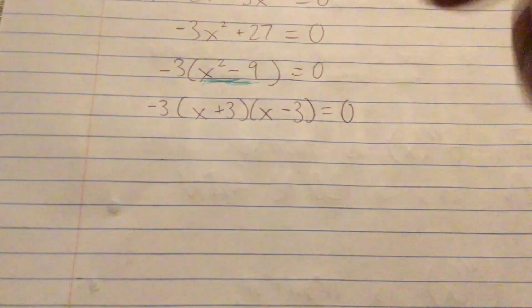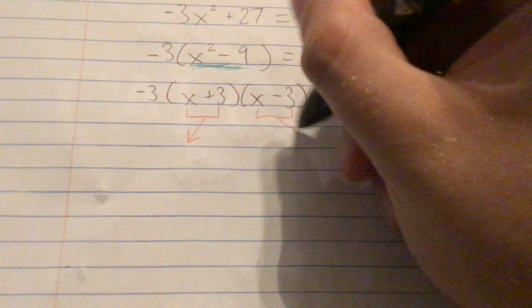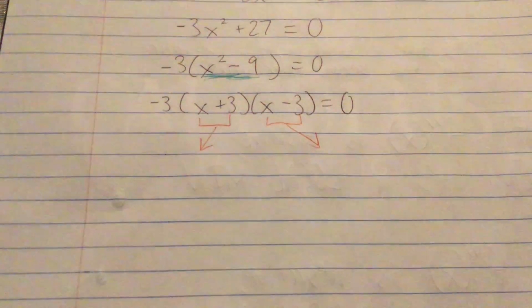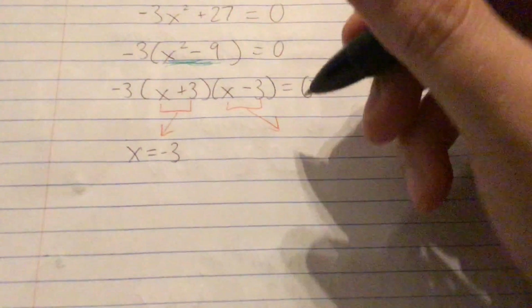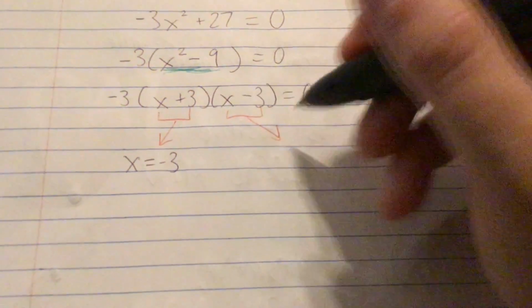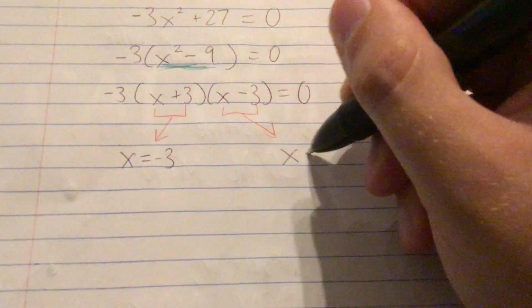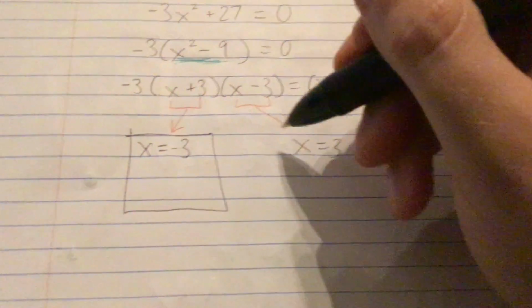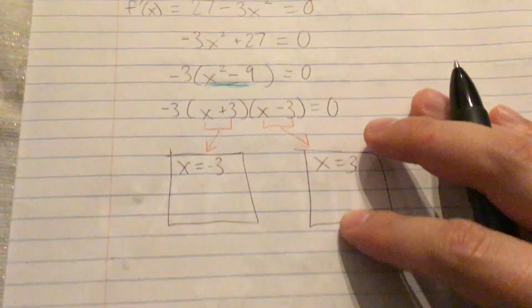So what this means is that my critical points are located at x plus 3 is equal to 0, or x equals negative 3. And my other critical point, x minus 3 is equal to 0. Let's just skip right to it. x is equal to positive 3. So I'm going to leave space, and I'm going to use my second derivative to plug into here and see which one is which. So let's get on to it.